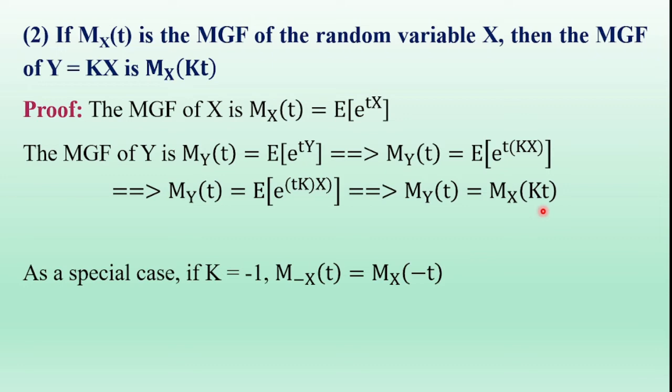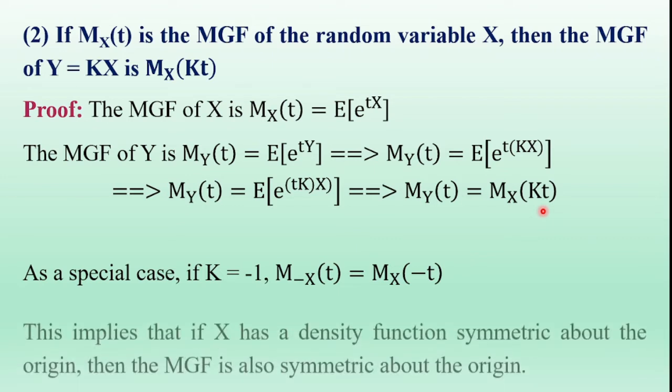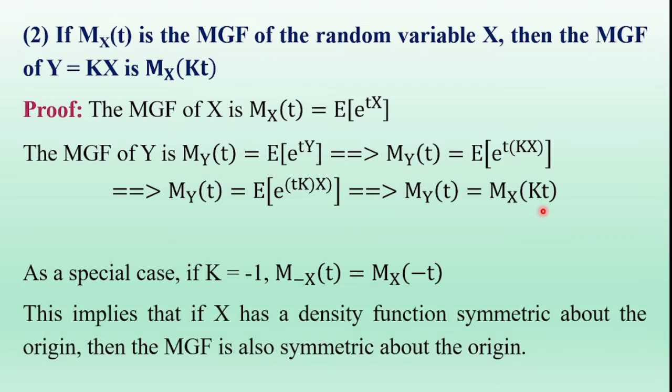That is one more property of the moment generating function of the random variable. This property implies that if the random variable X has a density function symmetric about the origin, then the moment generating function is also symmetric about the origin.